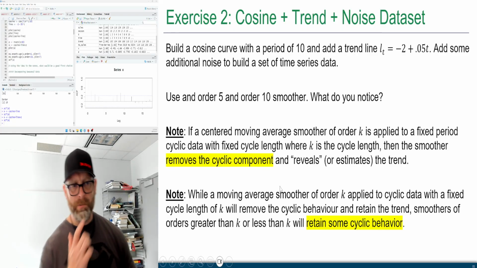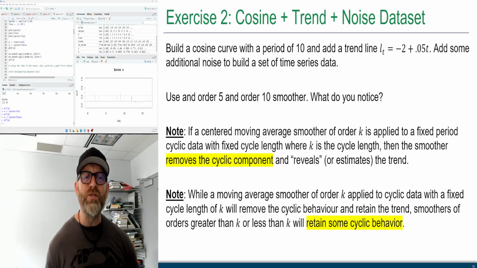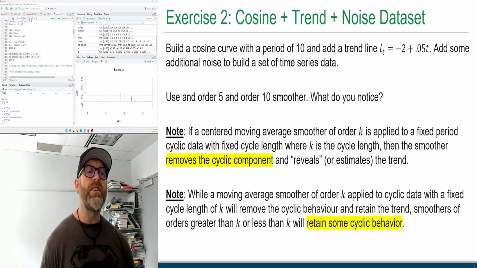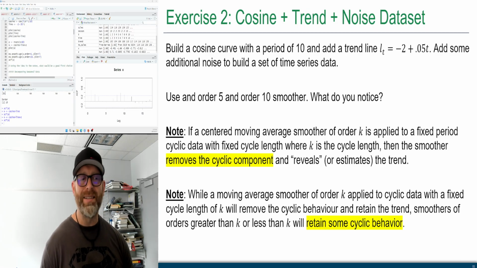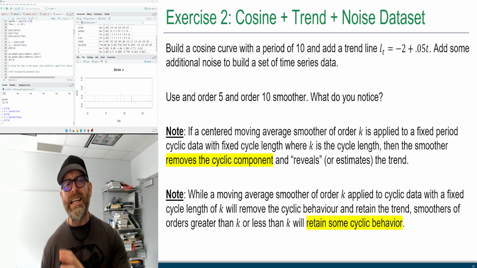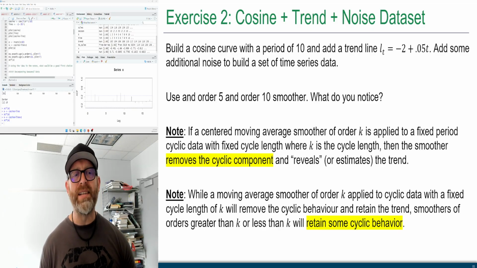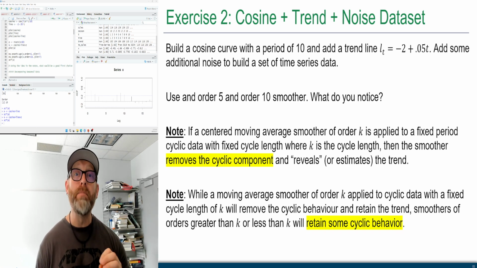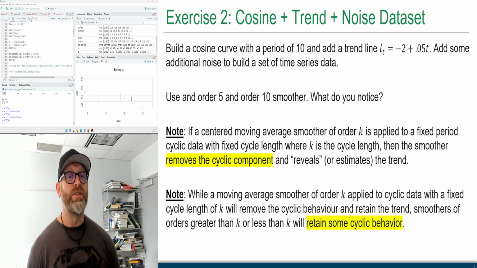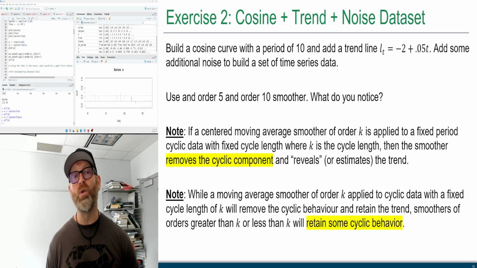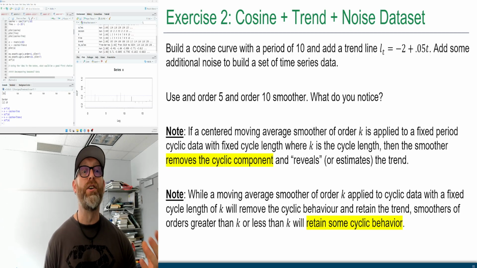So just a couple of notes here. More things that we've talked about already, but I just want to formalize them here for you. If a centered moving average smoother of order K is applied to fixed period cycle data with fixed cycle length, where K is the cycle length, then the smoother removes the cyclic component and reveals or estimates the trend. That's exactly what we had in that last example, where we knew exactly what that cycle repetition was. We knew it happened every 10 periods because we built it into the time series itself. So that is fixed in there. When we did an order 10 smoother, it gave us a good estimate of what that line was.